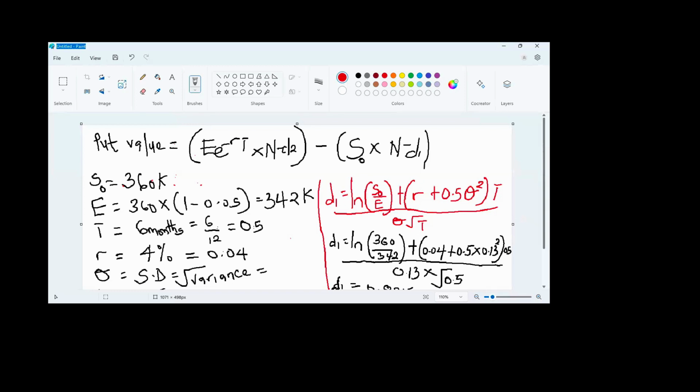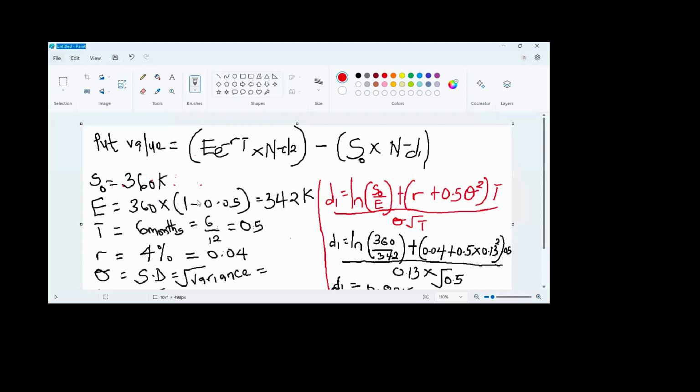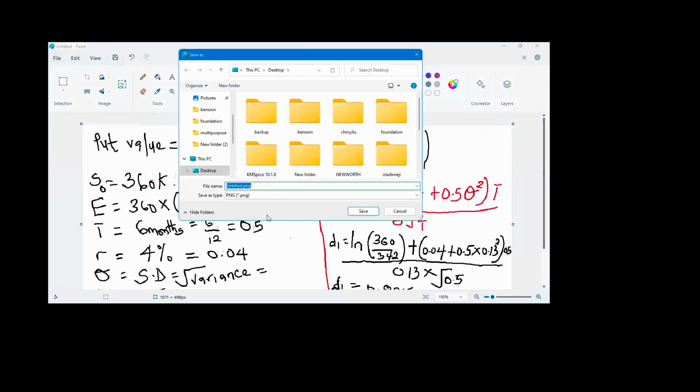Now, please note our D1, our D2. We open a new whiteboard to continue the class. You can save this. Here's a question on option. Option, working one.